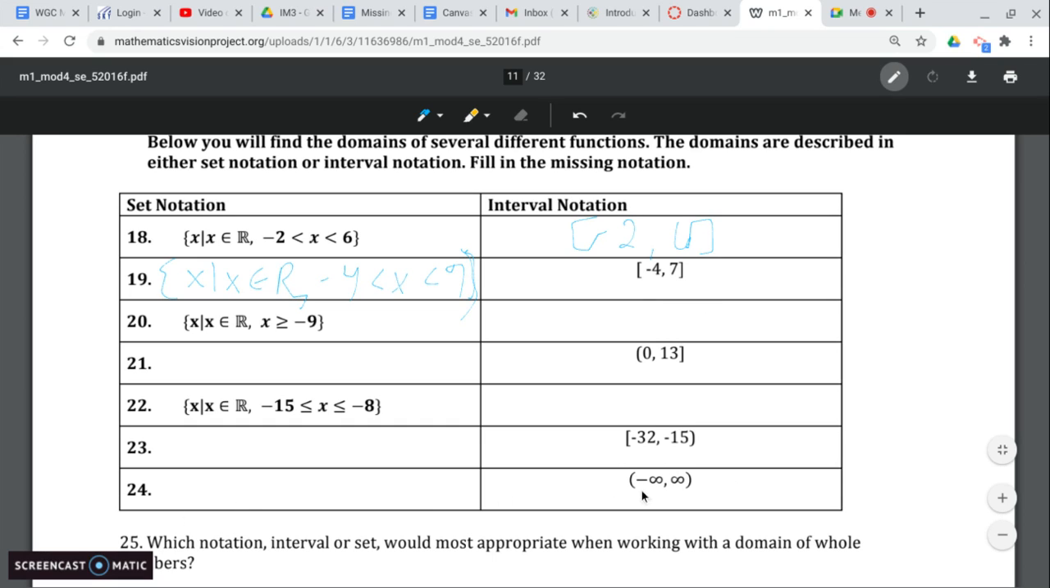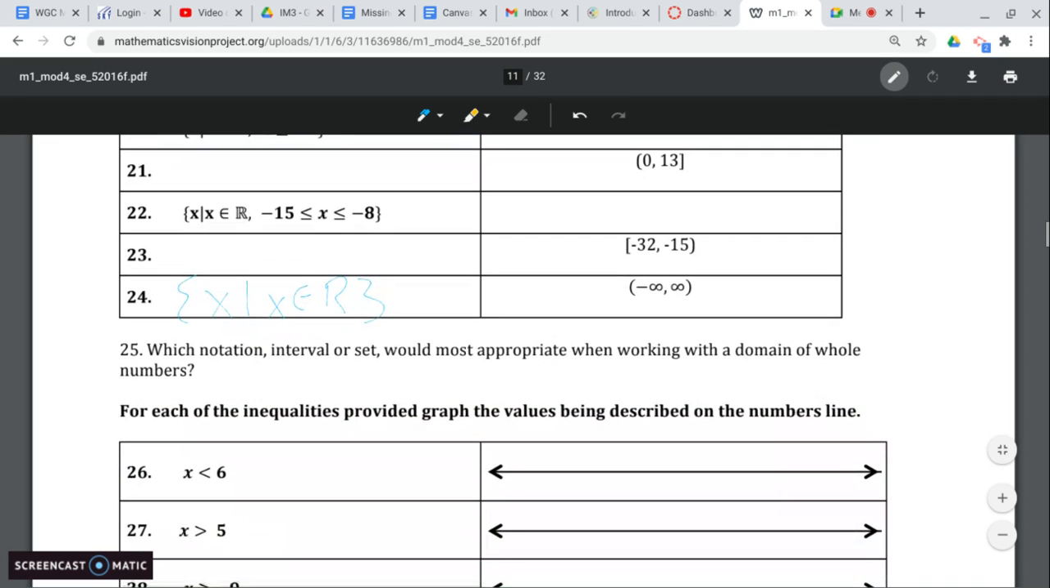Now, 24 looks a little different because it's -infinity to +infinity. So how we do this, that just means it's all real numbers. So we say x when x is an element of the real number system because it's everything. So that is your answer there. That was the hardest one that was on there, I will tell you.